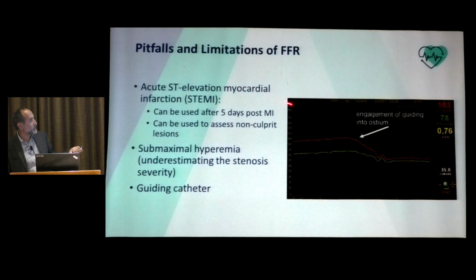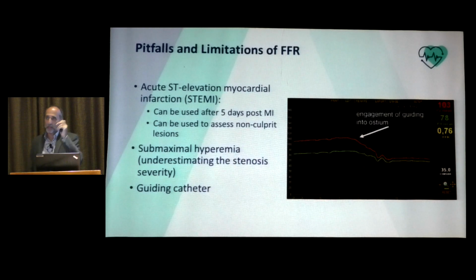There are some pitfalls and limitations of FFR. One of them, as I said, is acute ST elevation myocardial infarction, where you have to wait 5 days if you want to assess the culprit lesions, but you can use it to assess non-culprit lesions. Submaximal hyperemia is a problem. If you want to do FFR properly, you have to produce maximal hyperemia. So you have to give the proper dose of adenosine for the proper time, and then make sure that you do your assessments during the infusion of adenosine. Because if you don't do that, then you also get an underestimate of the degree of stenosis.